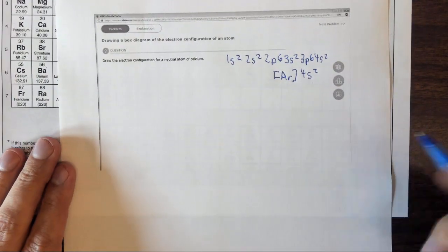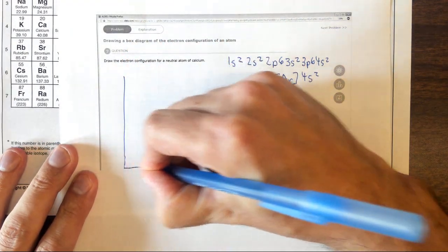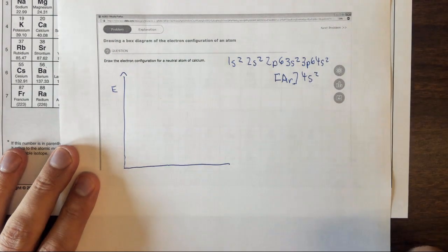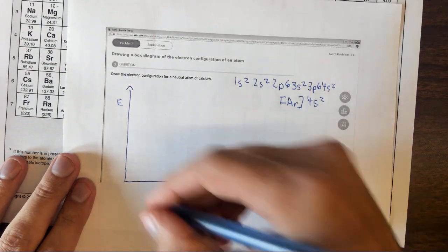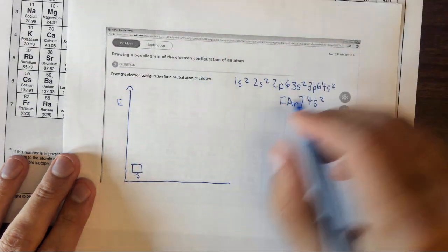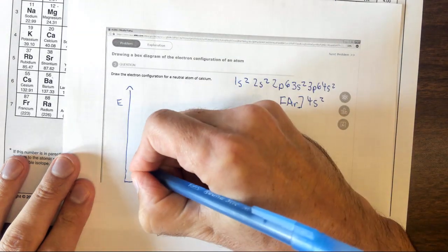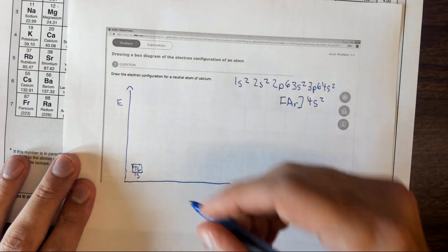So now moving along to drawing this as a box diagram, essentially what you want is energy on this axis, so as energy increases. The first orbital we encounter is 1s2, so that's the lowest in energy. So that's the 1s orbital. It holds 2 electrons. One has a spin of plus a half. One has a spin of minus a half. So one up, one down.